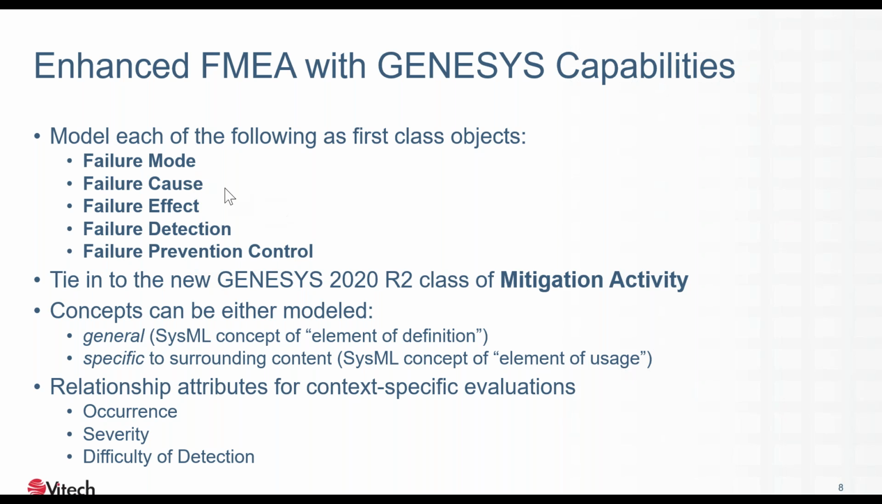So these map back, as I hope you can see, to the process flow chart on the previous page. We've done that mapping to make sure that we have complete overlap and capability mapping back to the generic process. One new thing that has been introduced in GENESYS 2020 R2 is a new class called Mitigation Activity. And we also take advantage of that. So that's a new class that has been incorporated from the base schema into our overall FMEA approach.